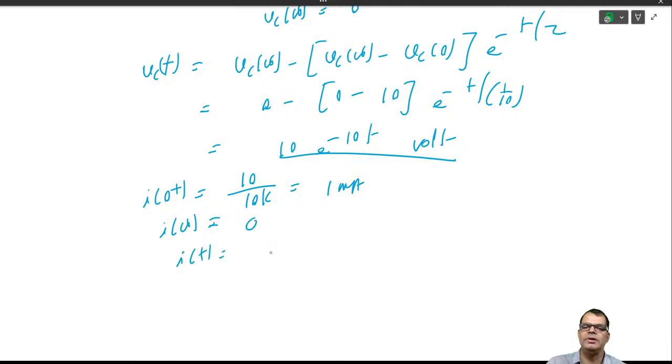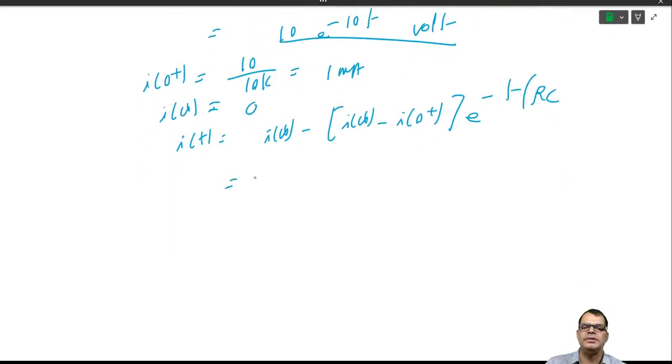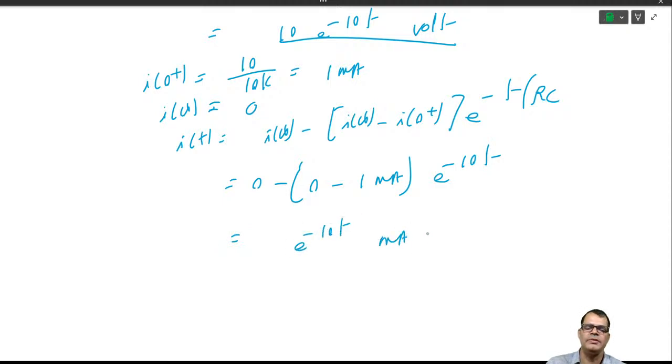So i(t) equal to I(infinity) minus [I(infinity) minus I(0 plus)] e raised to the power minus t upon RC. The time constant remains the same for all the circuit variables, voltage and current. So I(infinity) is 0, minus [0 minus 1 milliampere] e raised to the power minus 10t. Finally, i(t) is e raised to the power minus 10t milliampere for t greater or equal to 0.